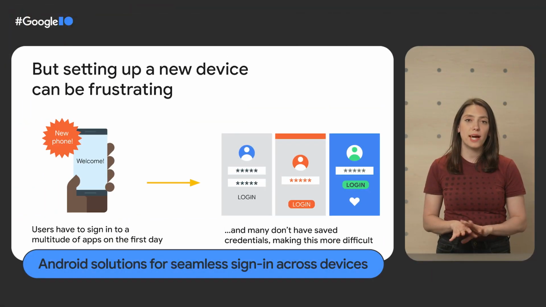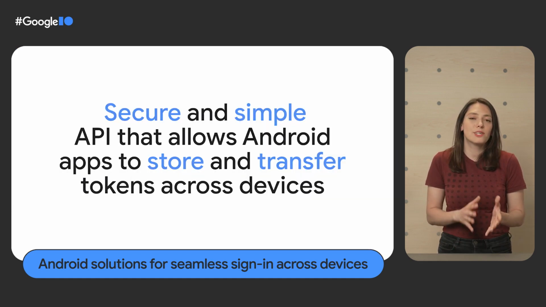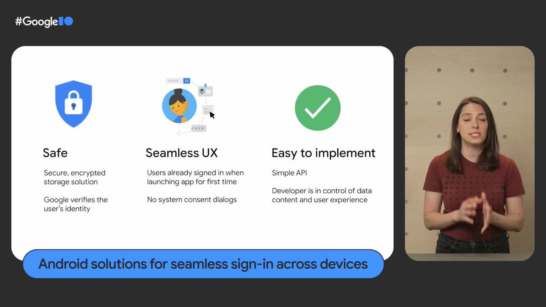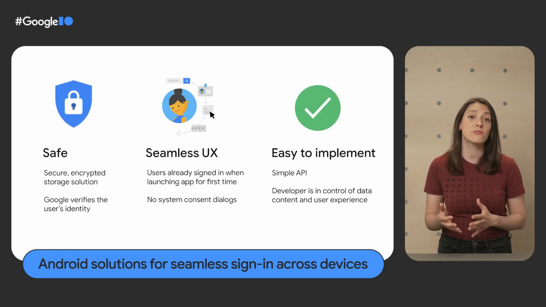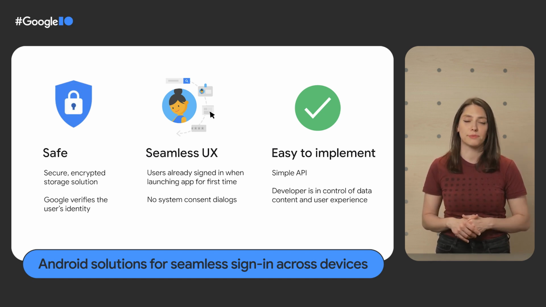One of the first use cases to consider when thinking about cross-device communication is authentication. And we have 3 APIs to help you with just that. First, Blockstore, a secure and simple API that allows apps to store and transfer tokens across devices, enabling a zero-touch setup without a sign-in flow on new devices if users have previously signed in to your app.